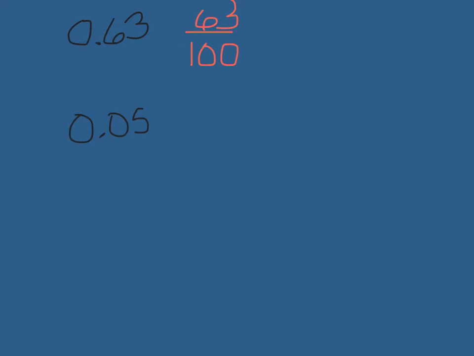Okay, so I have 0.05. That's 2 places after the decimal, so it's 5 hundredths. So I would put my 5 over 100. But I know that's not in simplest form because I can divide them both by 5. So 5 goes into 5 one time, and 5 goes into 100 20 times. So 1/20th would be that in simplest form.